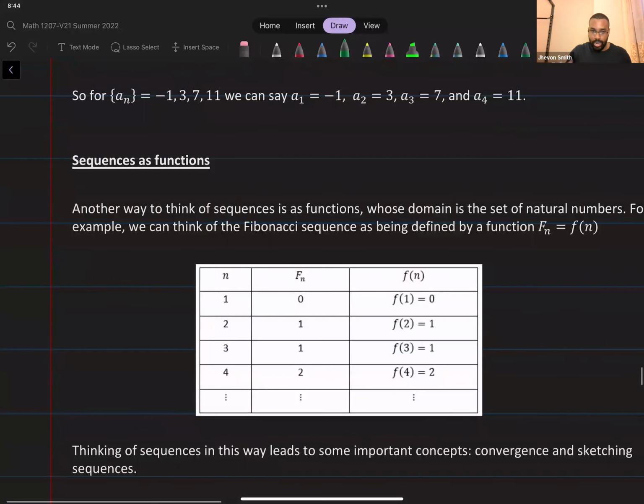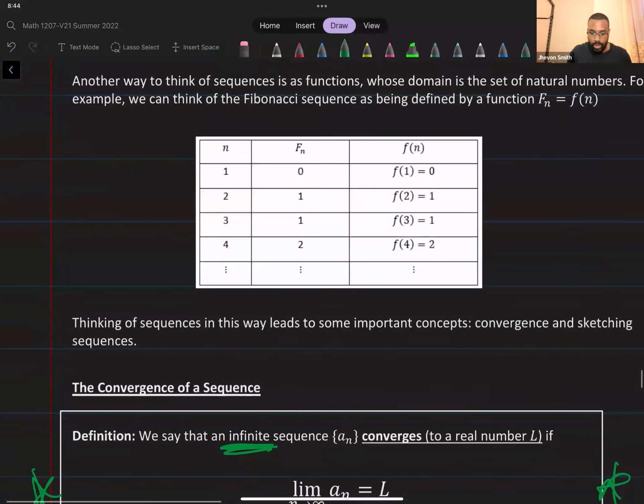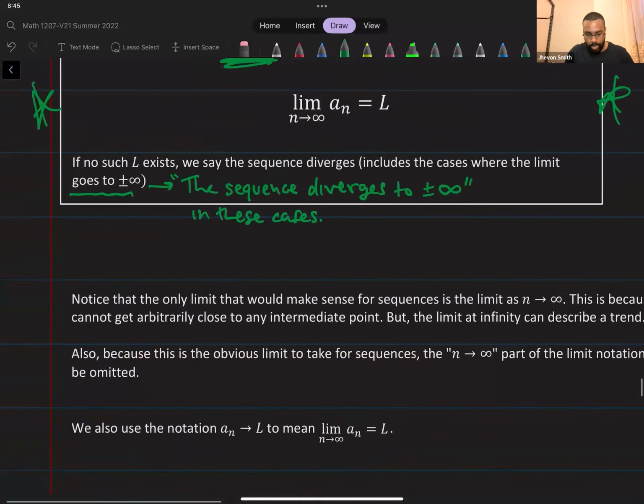The sequence is just a discrete list of things. There's a first guy and a second guy and a third guy, and there might be gaps in between them, and with limits, you can't really have gaps. We're actually going to see how that works out in a little bit.